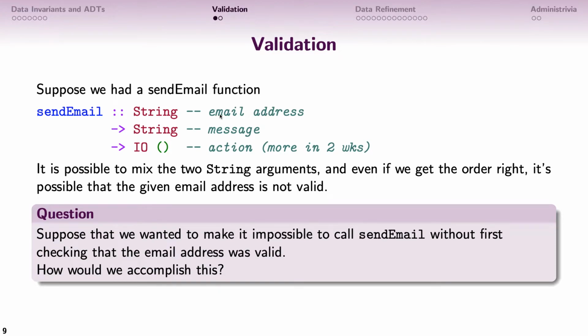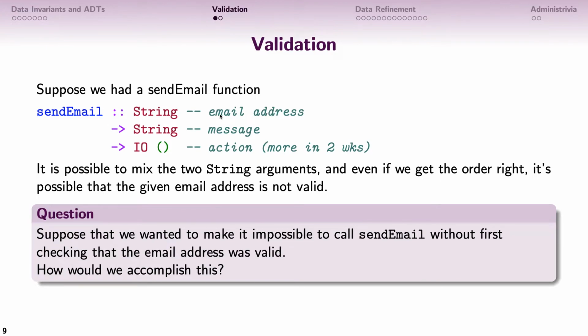It's not just a convention. We can actually make the compiler enforce this for us. And the way we do this is with abstract data types. So what we'll do is we'll create an abstract data type for a valid email address. It's an abstract data type with a type, which is email, and it'll have a constructor. And that constructor will make sure that our data invariant is maintained.